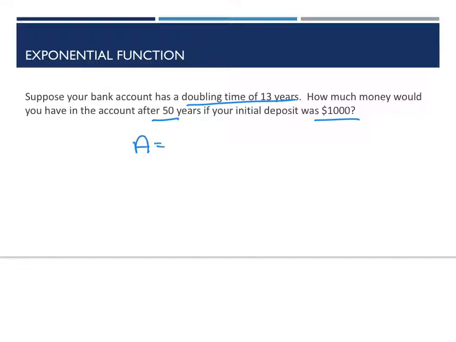So, initial deposit comes first. Doubling means 2. The number of years you're talking about in the problem goes on top. You divide that by your doubling time. Now that's a nasty mess. If you even pick up the calculator and do 50 divided by 13, that doesn't even turn out to be a nice decimal. So don't do it separately.